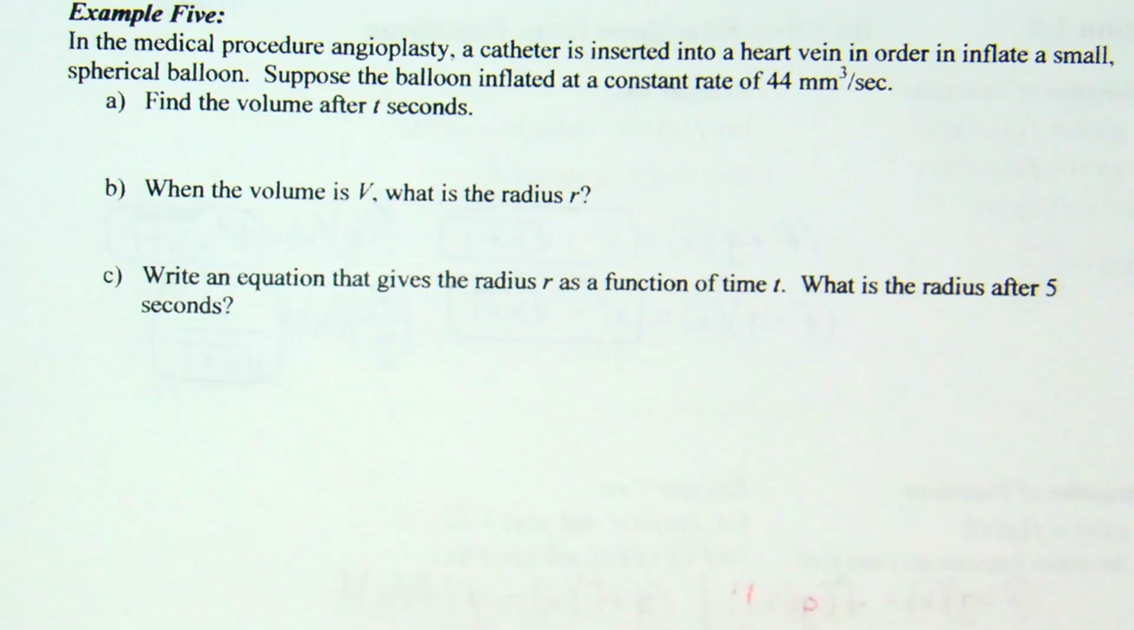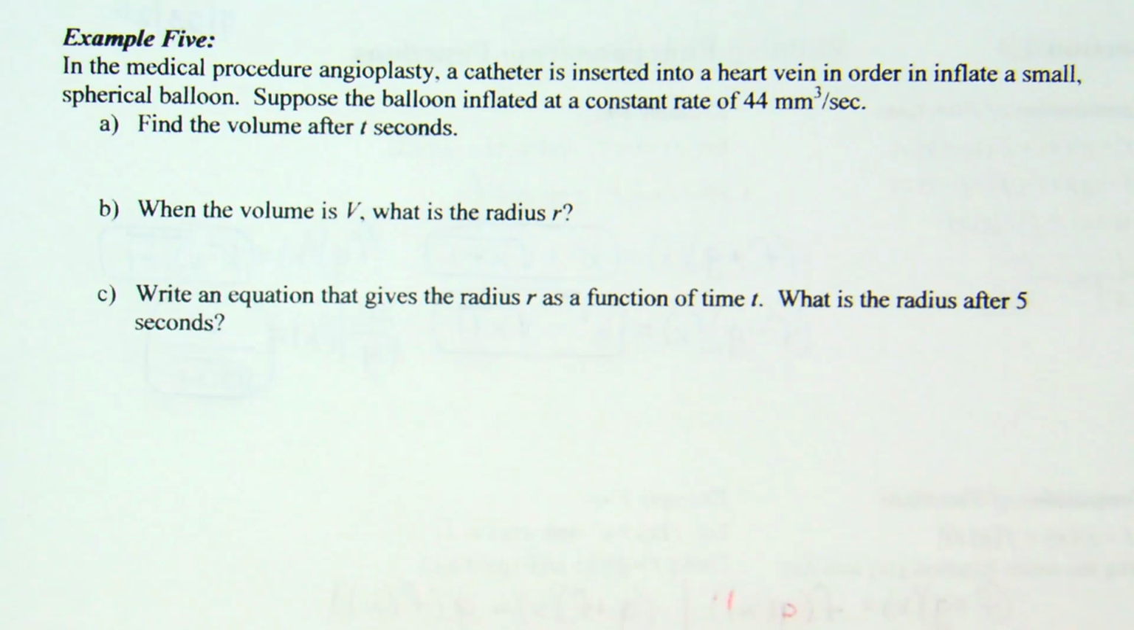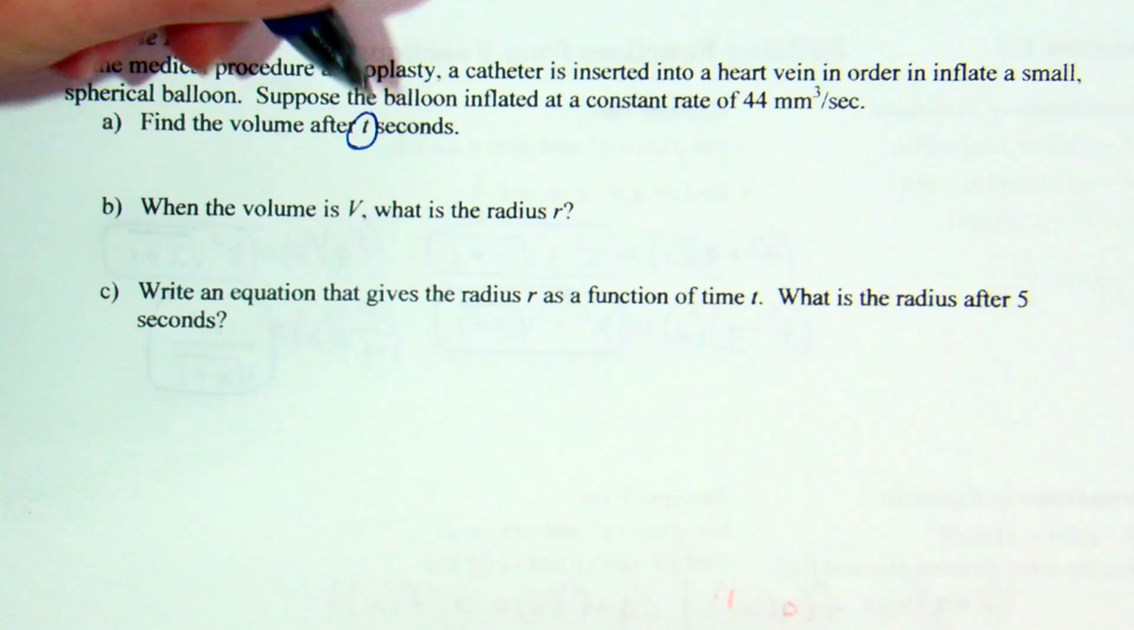Okay, I believe this is what 31 in homework is, if I recall. I don't know how many people have looked at homework yet, but I feel like this is essentially this type of problem 31 in homework is. So, okay, in the medical procedure angioplasty, a catheter is inserted into a heart vein in order to inflate a small spherical balloon. Suppose the balloon inflates at a constant rate of 44 cubic millimeters per second. We've got a part A, B, and C here. Find the volume after t seconds.